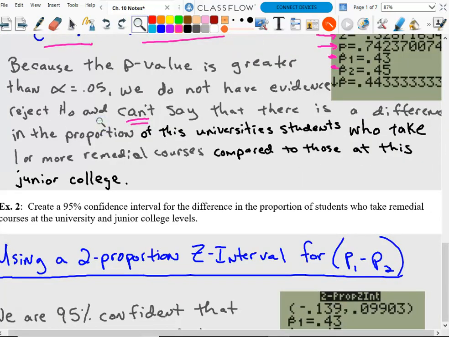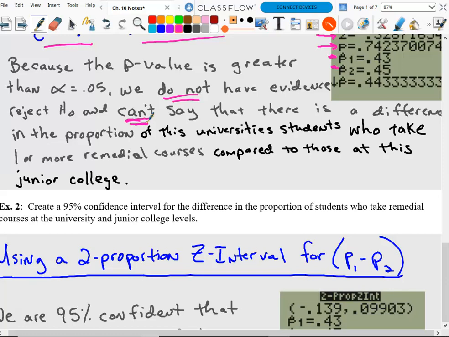Because the p-value is greater than alpha 0.05 or alpha 0.1 or whatever alpha you have, we do not have evidence to reject Ho. And therefore I cannot say that I have evidence of a difference. You still got to put it in context again: the proportion of this university's students who take one or more remedial courses compared to those at this junior college. And if you do that problem well, that is real tough to get done in 12, 13 minutes. Not going to lie.